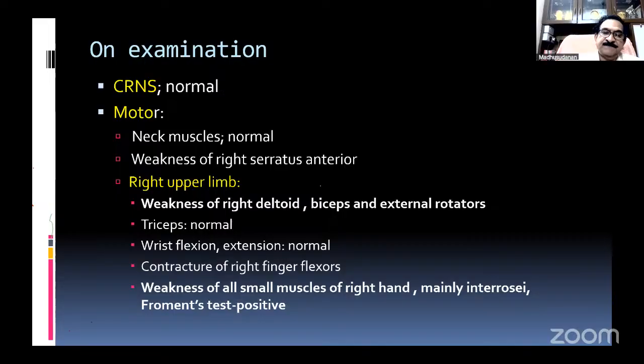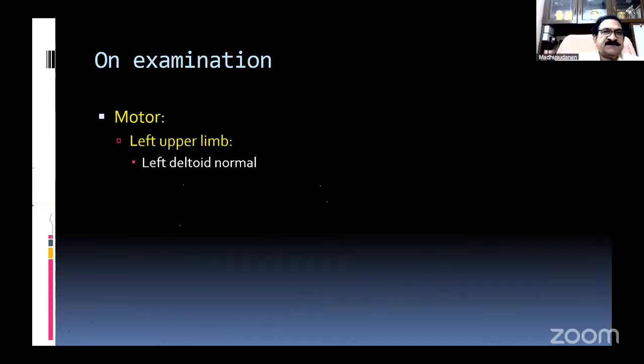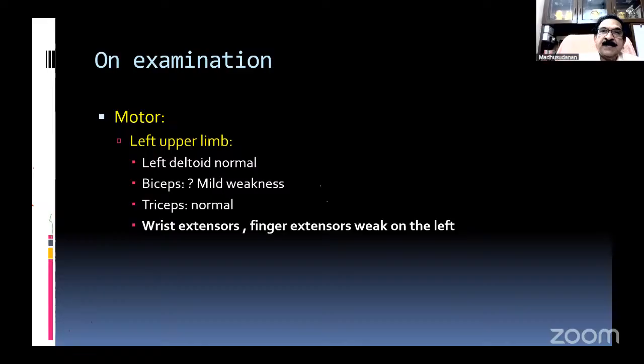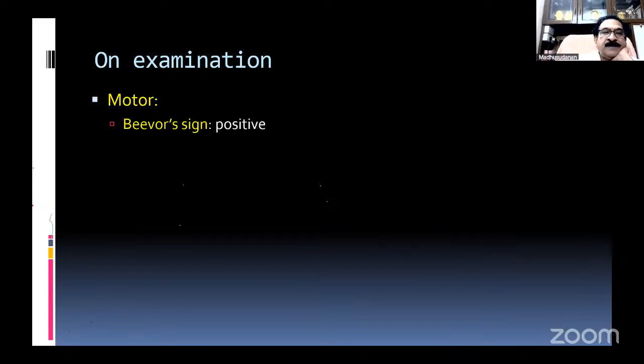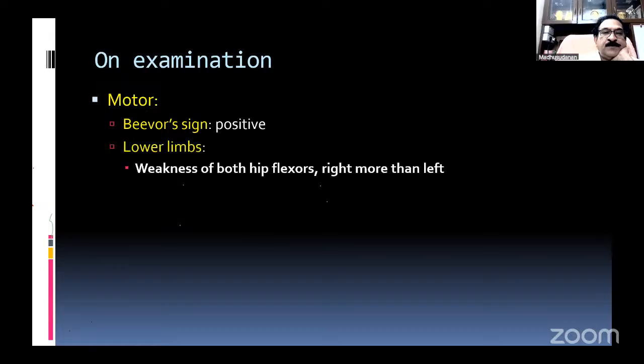That is on the right side. Left upper limb: deltoid normal, biceps mild weakness, triceps normal, but weakness of the wrist extensors and finger extensors, not there on the right side. This was weak on the left side. Other muscles were normal. Small muscles mild weakness. Weaver's sign positive. Lower limb: weakness of both hip flexors, right more than the left. Weakness of right hip extensor, left normal.